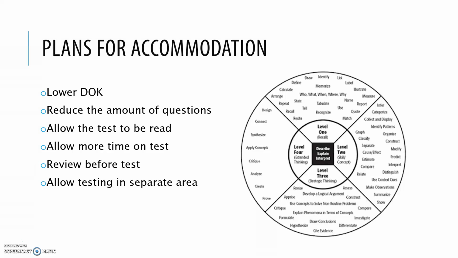When lowering the depth of knowledge, I would take some of my I cans that are in level 3 or 4 and lower them to a 2 or 1. While doing this, I may have to lower my expectation of how fully the student grasps the text.